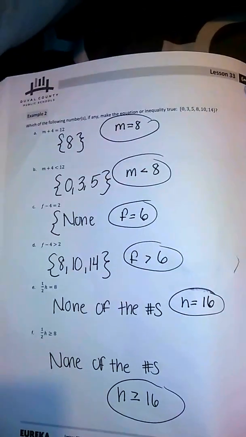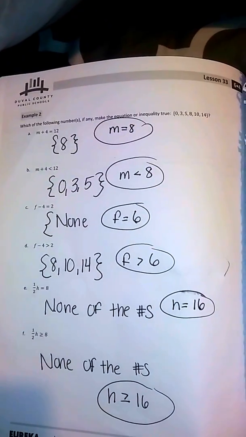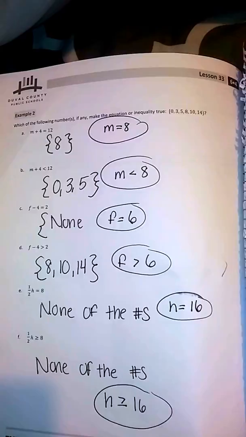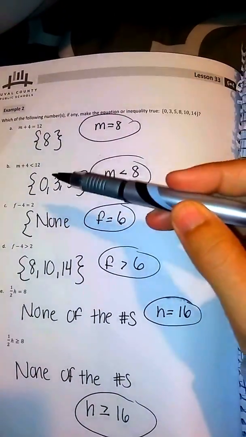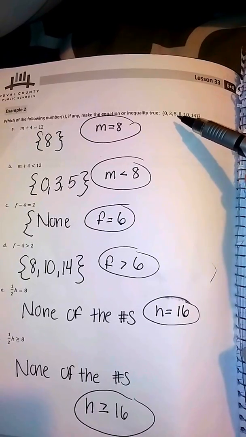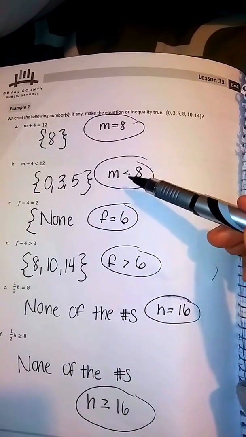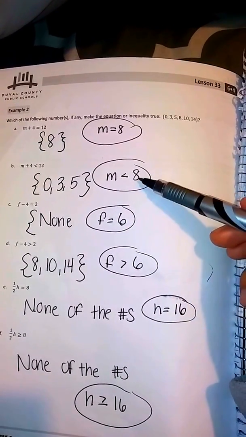Okay, so for B, you should have solved it and you would have gotten m is less than 8. And your answers could include 0, 3, and 5. Those are all answers that satisfy m is less than 8.